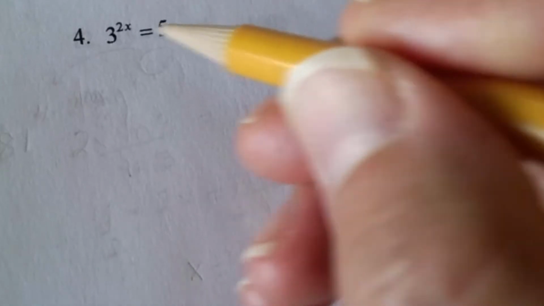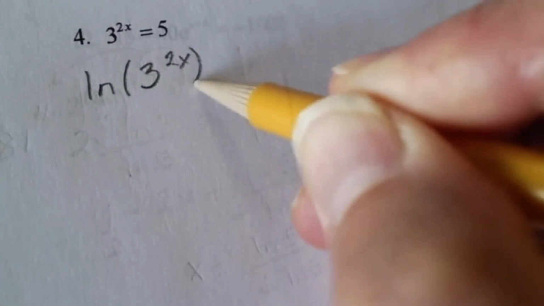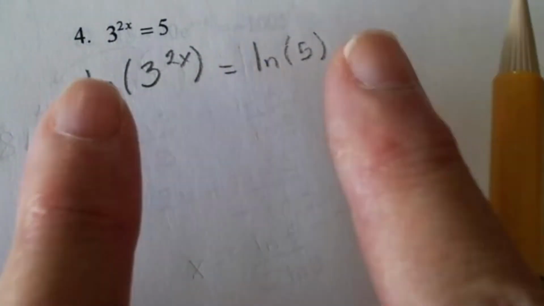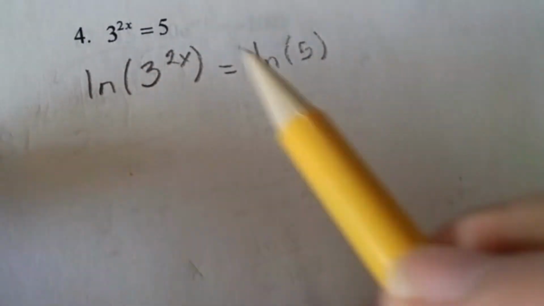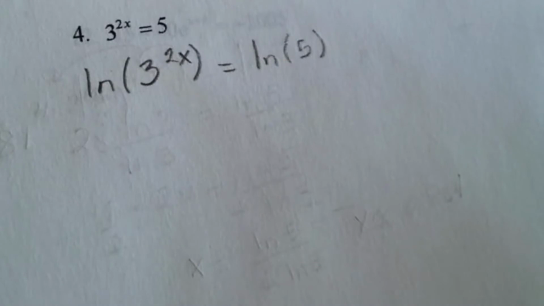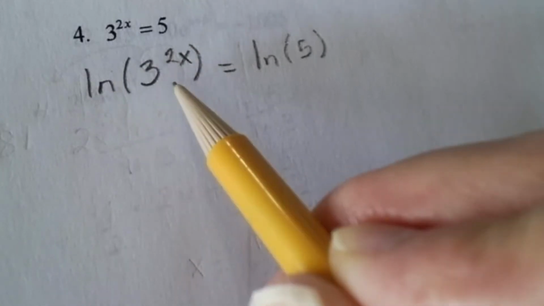So our first step here is going to be to take the natural logarithm of both sides of this equation. So natural log of 3 to the 2x equals natural log of 5. So again, we've taken the natural log of both sides of the equation, and now we're going to use our properties of logarithms to try to get this x out of this exponent. So we're going to use the power rule, and you've talked about that in a previous video. The power rule allows us to rewrite this logarithm on the left-hand side with this 2x as a coefficient. So let me show you that power rule in case you haven't seen it.